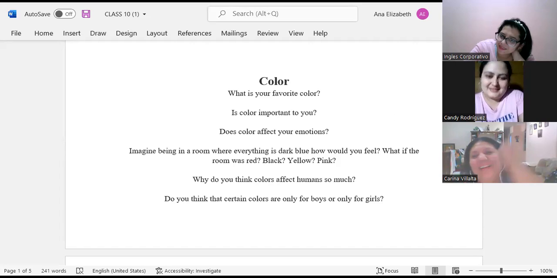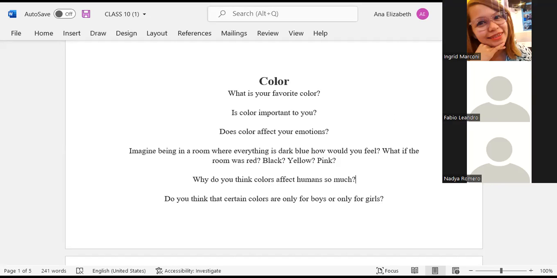Bueno, my favorite color is violet or purple. Yes. Is color important to you? Yes, yes, I am. The color is important because type and clothing and the color of the room, and my favorite color is like pink, like purple, like beige. Mm-hmm. And what do you think? Pink color affects you humans so much because the color genera sensation.